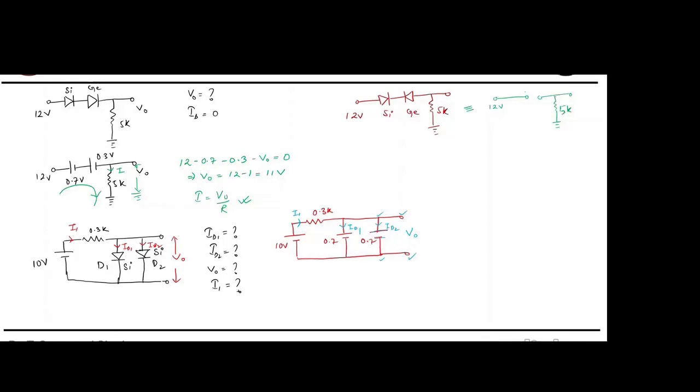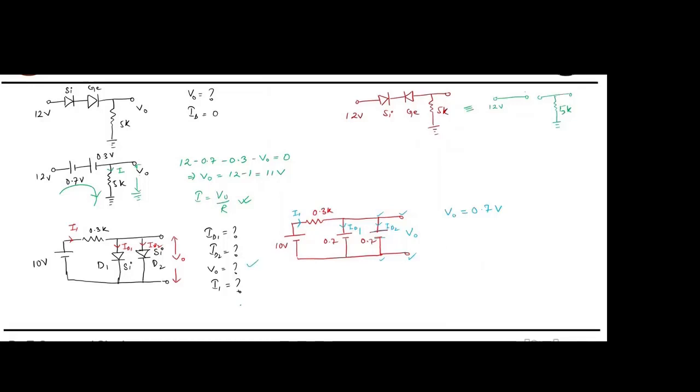No. See, V0 is the voltage at the output, and output is nothing but the potential across the diode D2. Yes or no? Yes, sir. So what will be V0 here? 0.7 volt. Yes. Okay, we have got V0.